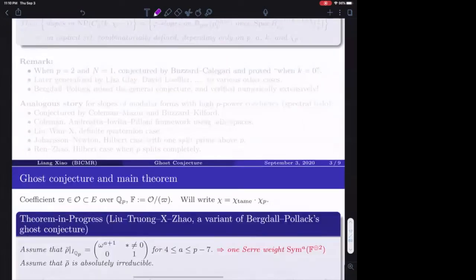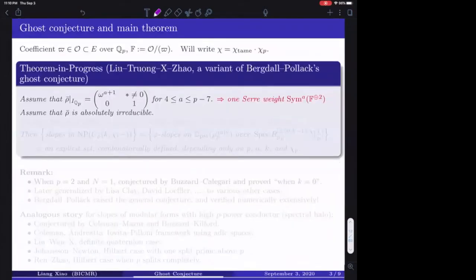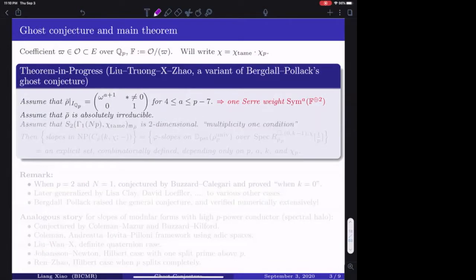And I want to assume that, of course, global rho bar is absolutely irreducible. And here's a sort of minor condition, so that's why it's a bit lighter: I want to assume a multiplicity one condition, which is something two-dimensional. I want to talk about weight two modular forms of level Gamma_1(M p). I write chi tame.